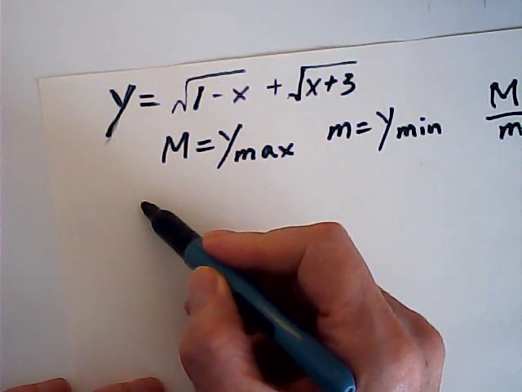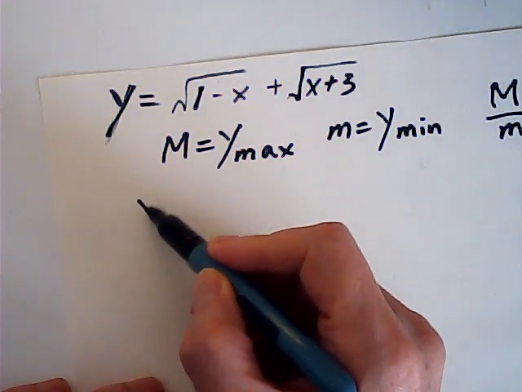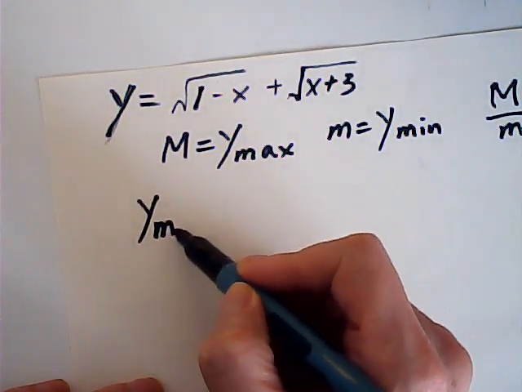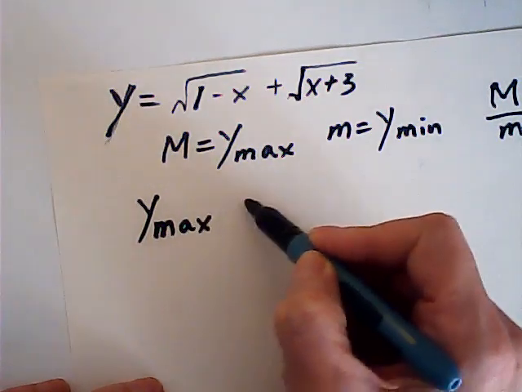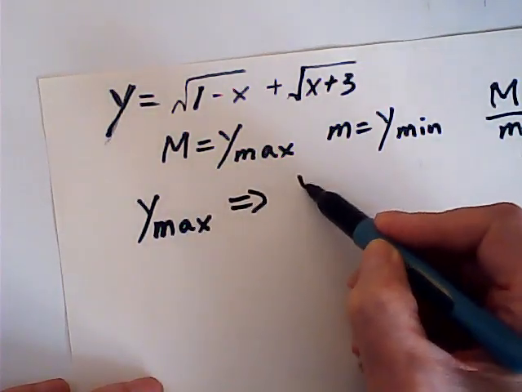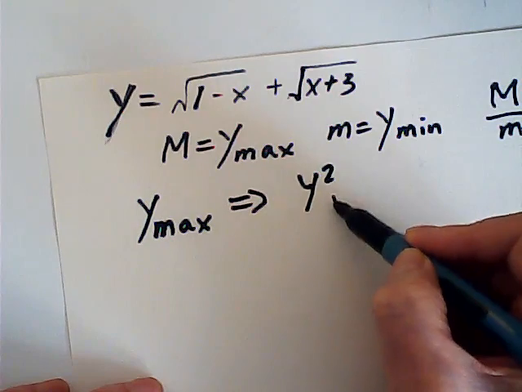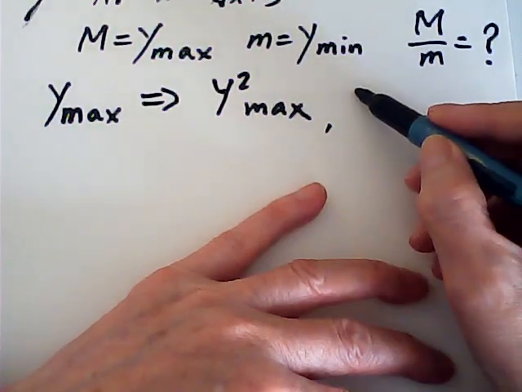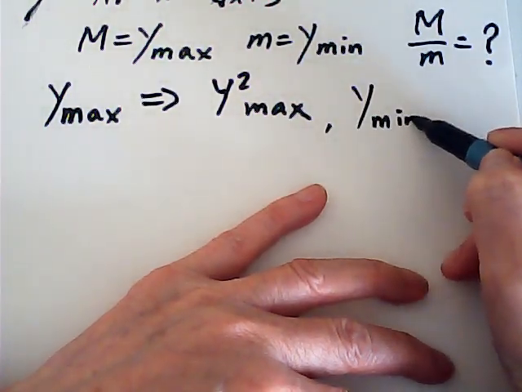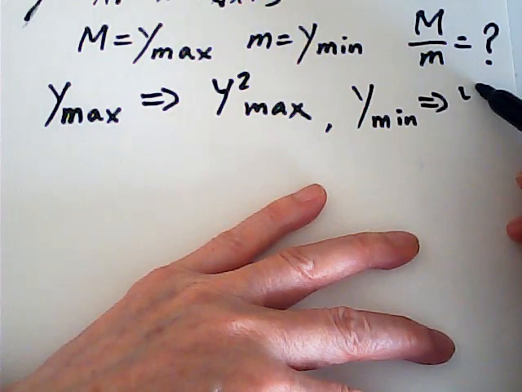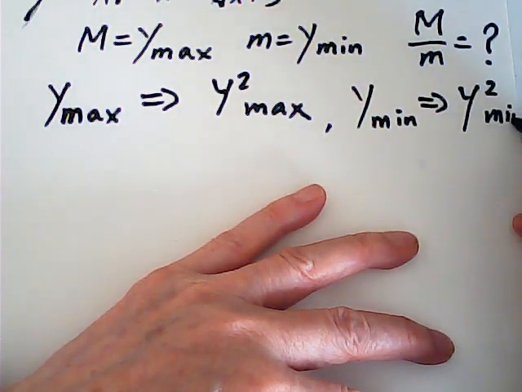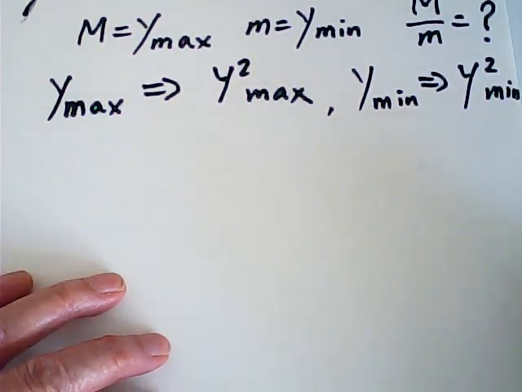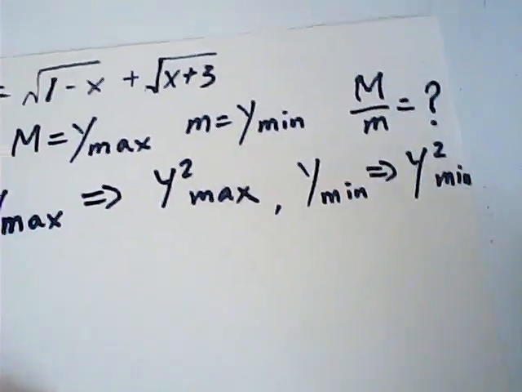Then y maximum will yield y square maximum, right? And y minimum will yield y square minimum. Okay.